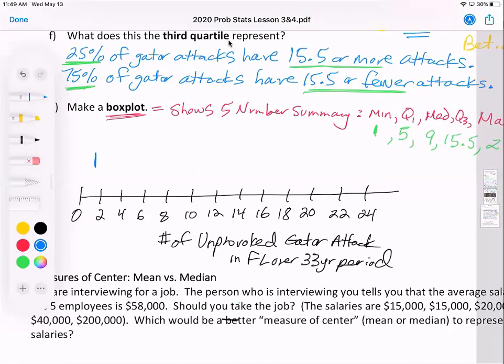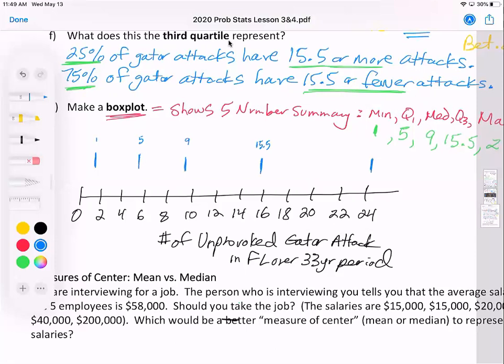We're going to put a vertical line at 5. That's a 1, that's a 5. We're going to put a vertical line at 9. We're going to put a vertical line at 15.5. And we're going to put a vertical line at 24.